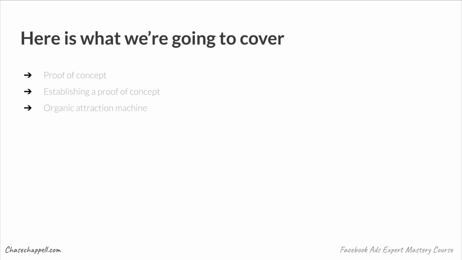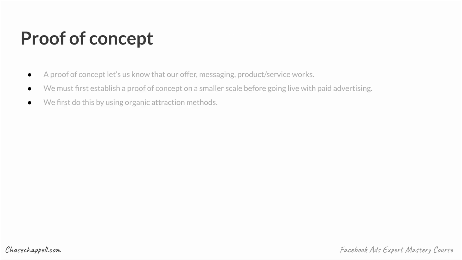Some of the things we're going to cover today are proof of concept, establishing a proof of concept, and the organic attraction machine. So what is a proof of concept? A proof of concept lets us know that our offer, our messaging, and our products and services work. We want to have a proven model before we start running paid ads. Because if we don't know up front whether what we offer is something people want to buy, then we're going to have a much harder time launching paid ads and getting somebody to make that decision.